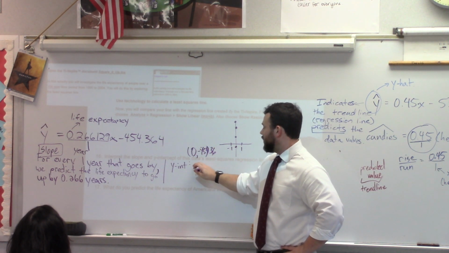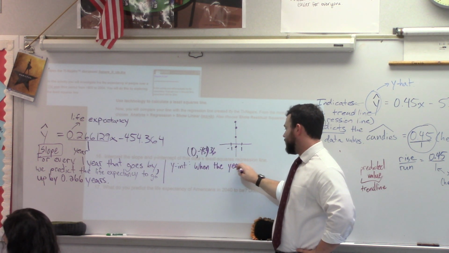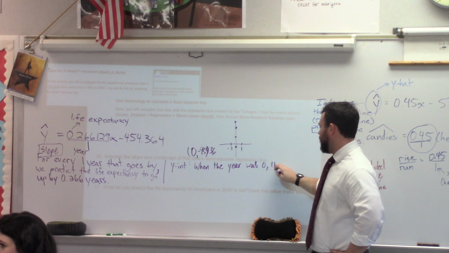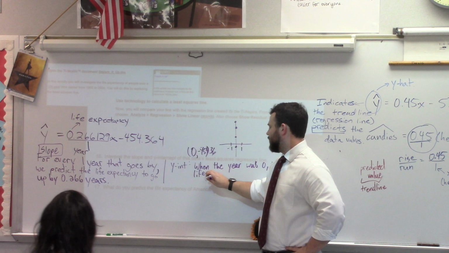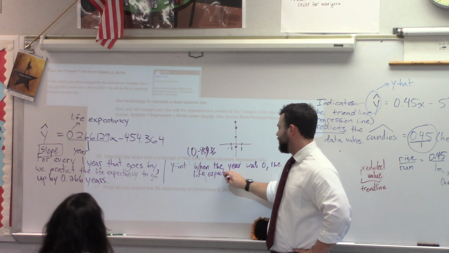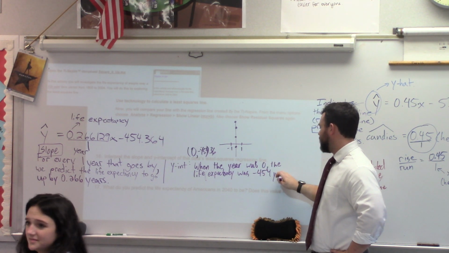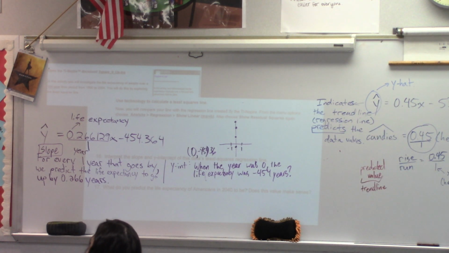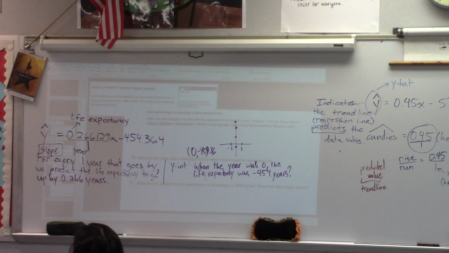-454.36. So when the year was 0, the life expectancy was what? -454 years? Is that possible? Negative. No. This is why it is bad to use trend lines to figure out stuff outside the data set. Okay, we'll talk more about this tomorrow.